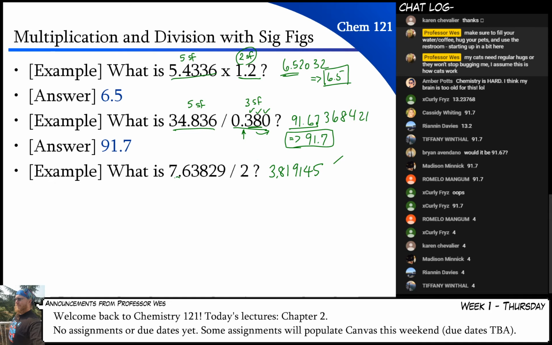Anyway, this has 6 sig figs. This only has 1 sig fig. My answer only gets to be 1 sig fig. And, of course, the answer is 4. As upset as that makes us when doing math, when you're dividing by something with very little precision, it greatly reduces the accuracy of your answer.